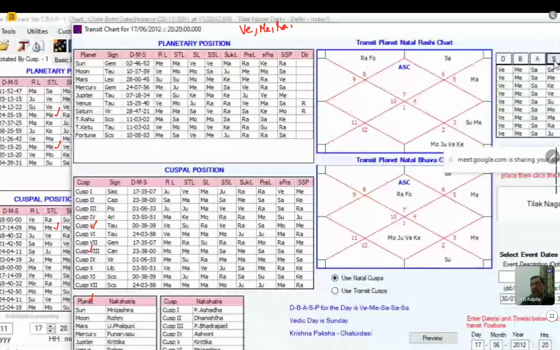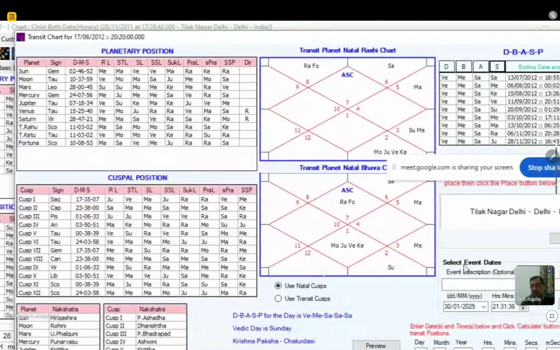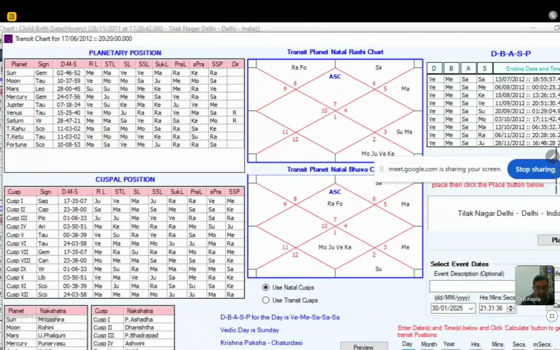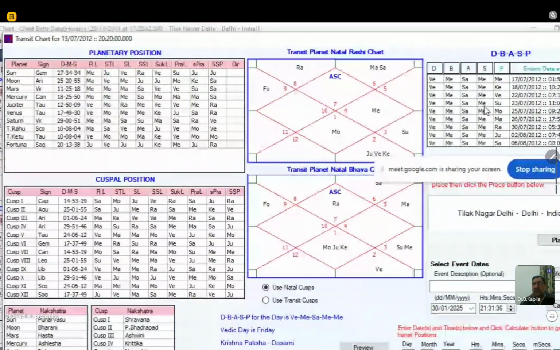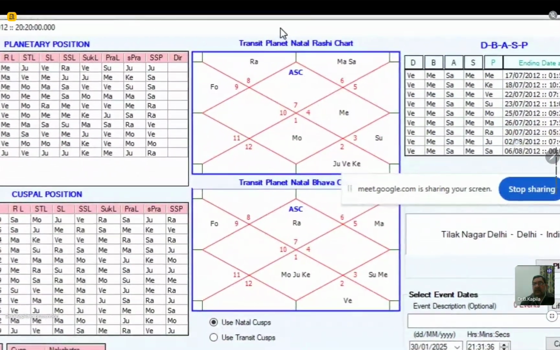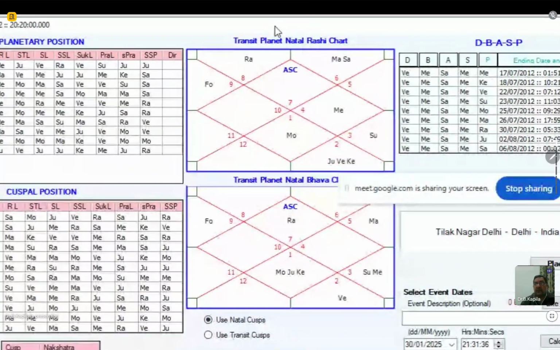Thereby, the childbirth is likely to happen from which date? 13/7/2012 to 6/8/2012. So I will substitute here the date 13/7/2012, timing is 1858. I take it as 2020 only, and I fix Mercury as the Sukshma. After fixing Mercury as the Sukshma, now we have to fix the Prana Lord.